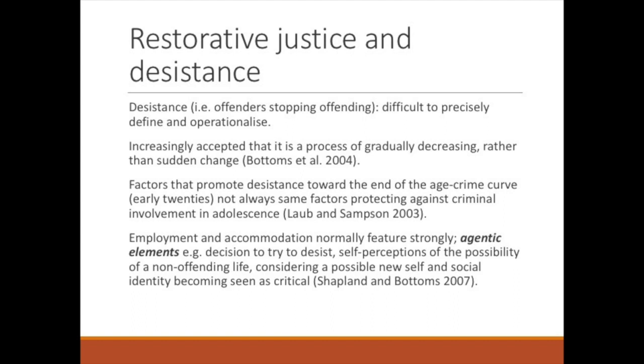Employment and accommodation normally feature strongly in the factors that contribute towards desistance. There are also agentic elements, where it's the decision to try to desist, people's self-perceptions of the possibility of a non-offending life, and people considering a possible new self and social identity. These agentic elements are becoming seen as critical, and by agentic we mean someone's power to act in the world of their own free will.